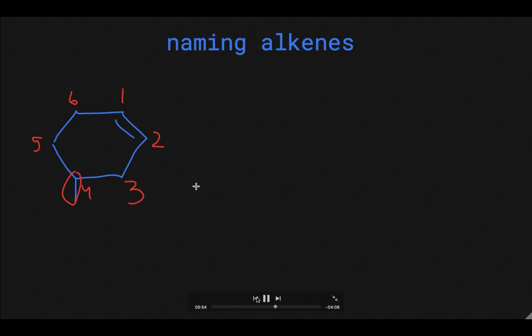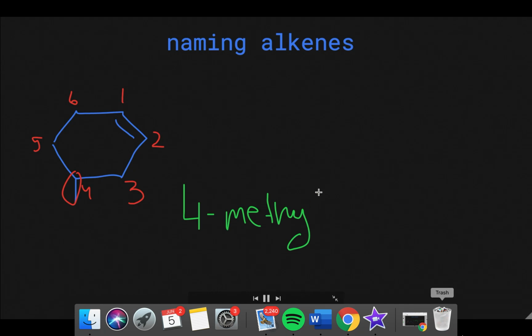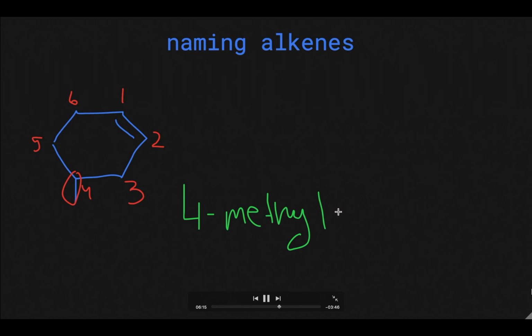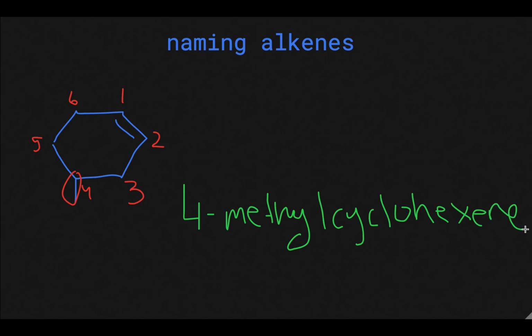So remember in my last video, I mentioned that we want to place the name in alphabetical order, and this holds true for this example as well. So we're going to do 4-methyl. And once again, we can assume that since it starts at 1, the 1 doesn't have to be explicitly stated. So this can be 4-methylcyclohexene, sorry. And there we go. Let's move on to example number 5.